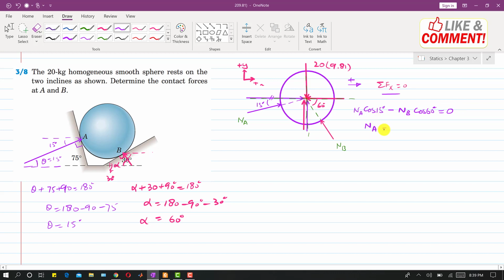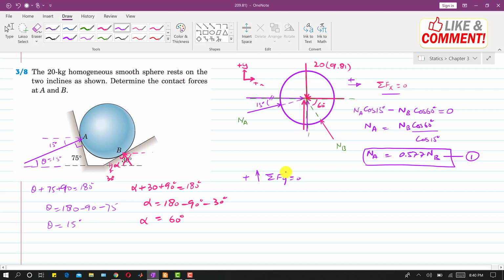So this means that NA is equal to NB cos of 60 degrees divided by cos of 15 degrees. So let me solve this ratio. This means that NA is equal to 0.577 NB, right? So let's say that this is equation 1.